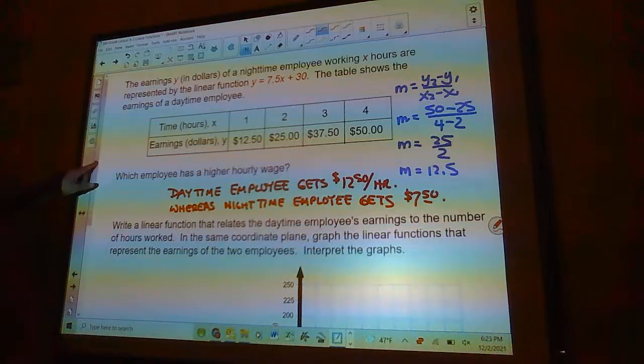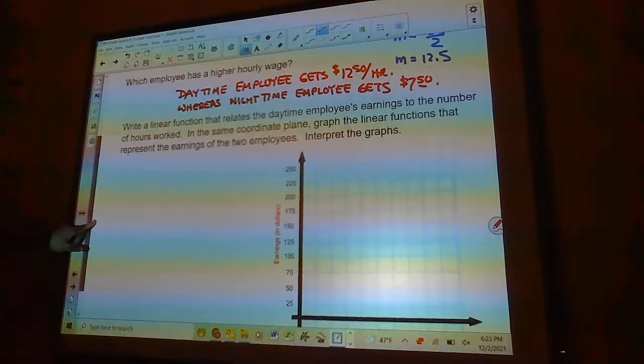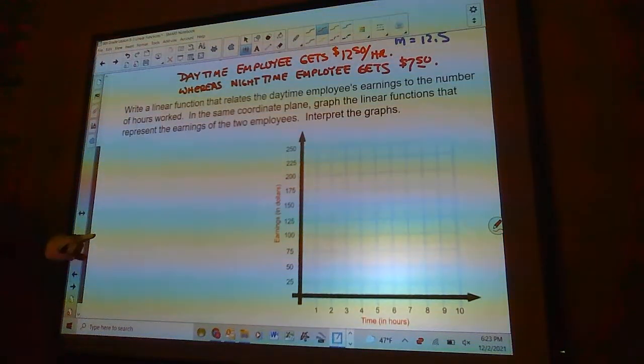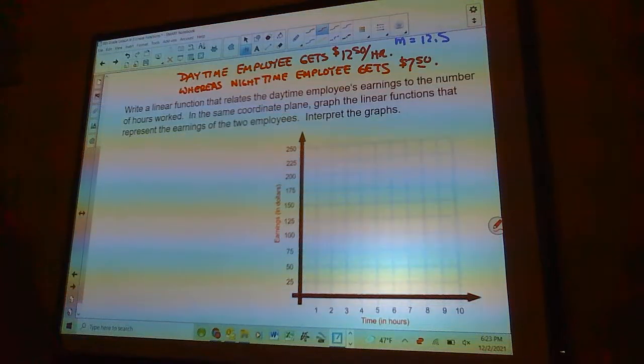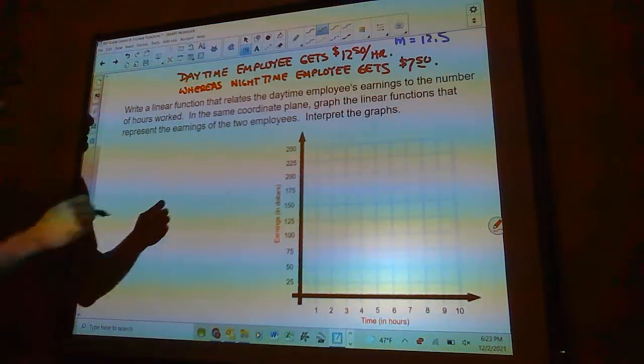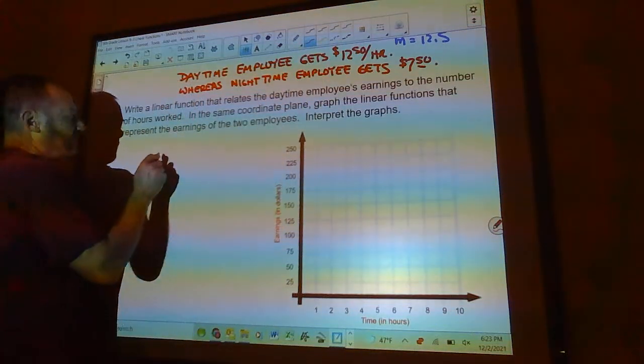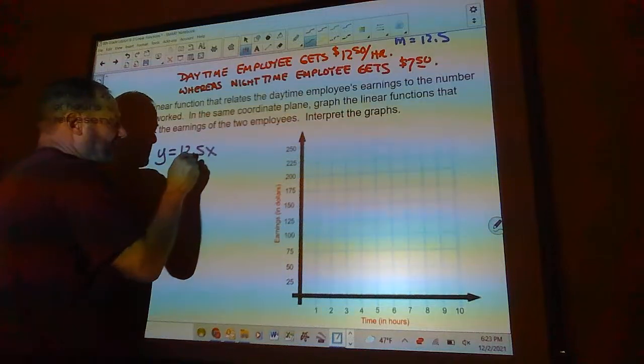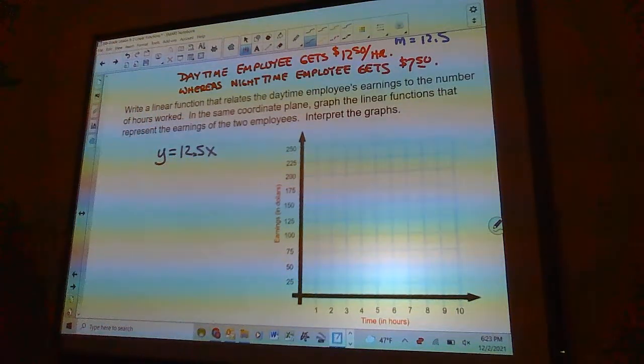Okay, so write a linear function that relates a daytime employee's earnings to the number of hours worked. In the same coordinate plane, graph the linear functions that represent the earnings of the two employees. So the daytime employee's earnings, if I write an equation, is going to be y equals 12.5x. And the y-intercept is 0.